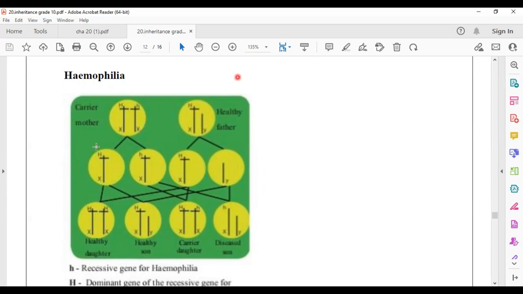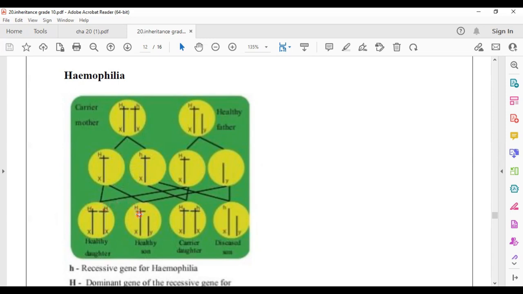That means the disease is not appearing in her, but she can transmit that disease to the next generation as a carrier. Then we will see how the gametes are forming here. They are separating. Then they are combining together. And you can see capital H, capital H. Again, capital H and Y. Simple H and capital H. Simple H and Y. And you can see this one is healthy because both are capital.